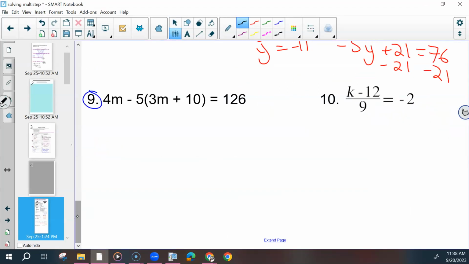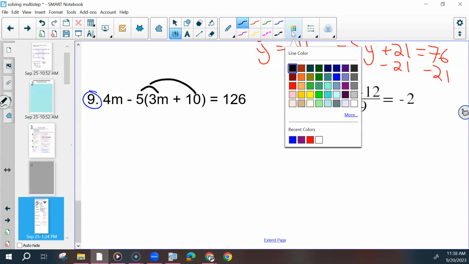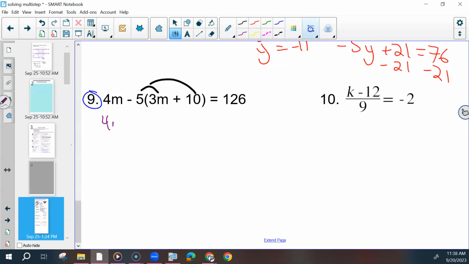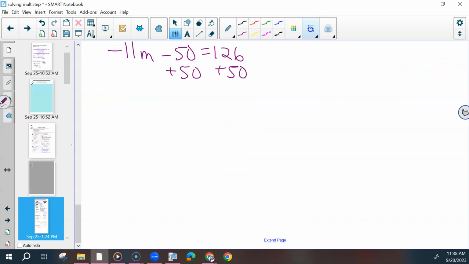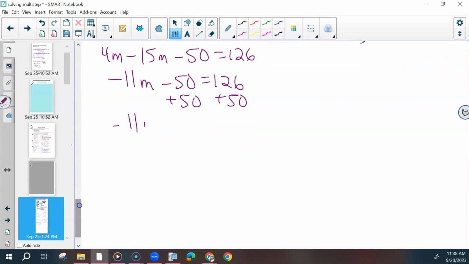Okay, number 9, what would we do first? Distribute. Yes. We have 4m minus 15m minus 50 equals 126. Combine the terms. Yes. We have negative 11m minus 50 equals 126. Add 50 to both sides. And divide. So m equals negative 16.